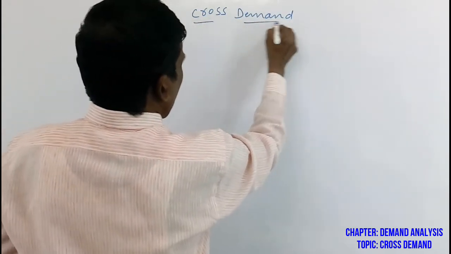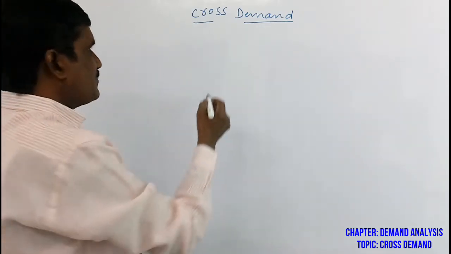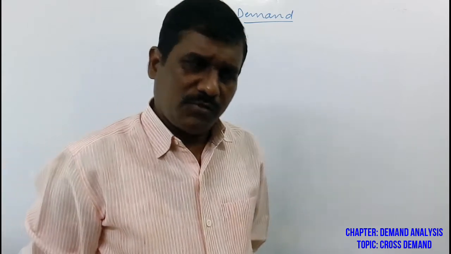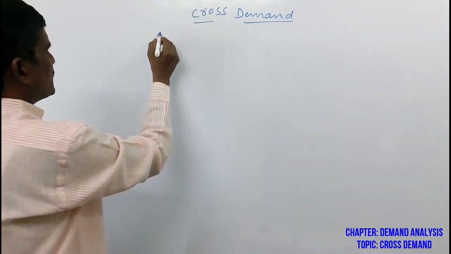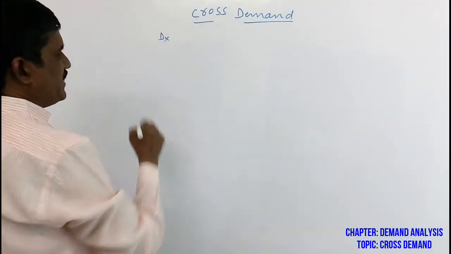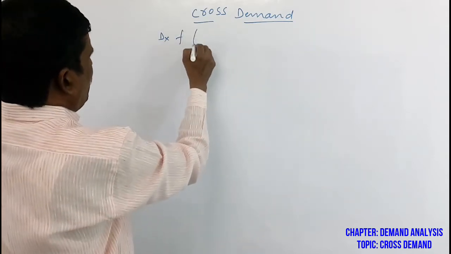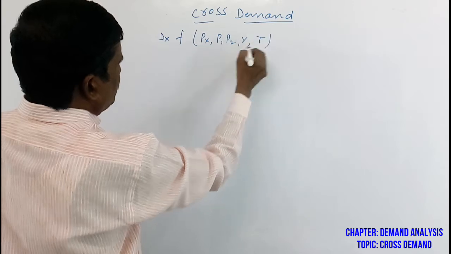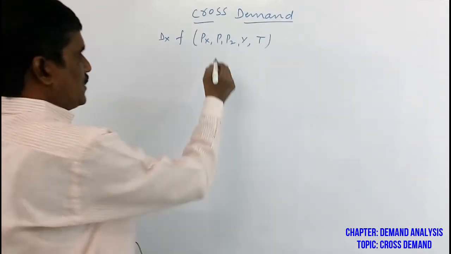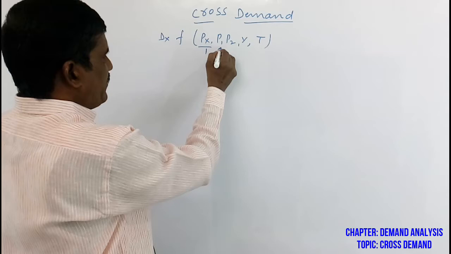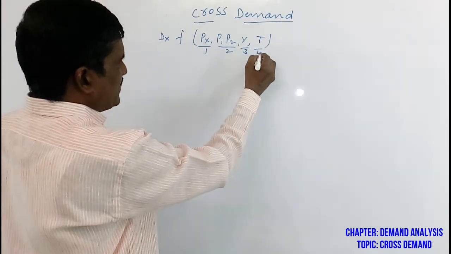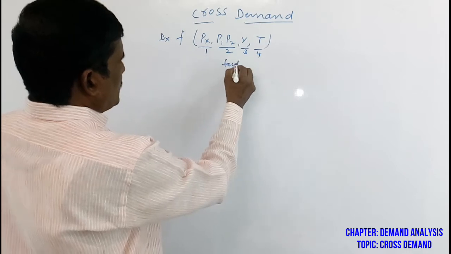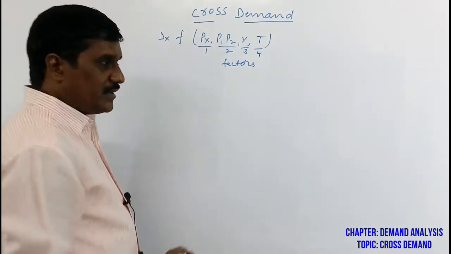Cross demand. To analyze the cross demand, first of all we want to know what the demand function is. See here, Dx = f(Px, P1, P2, Y, T). This is the first factor, the second factor, third factor, fourth factor. These four are called factors.